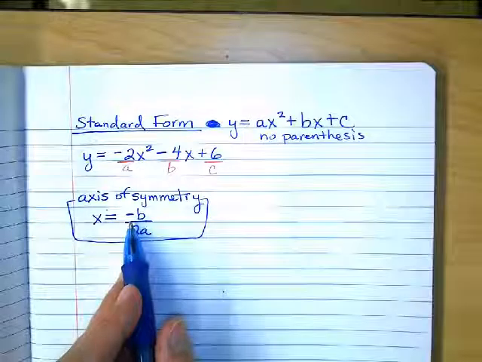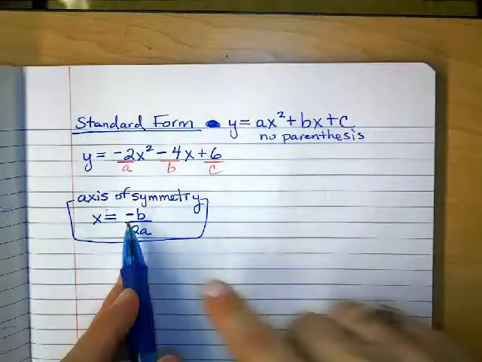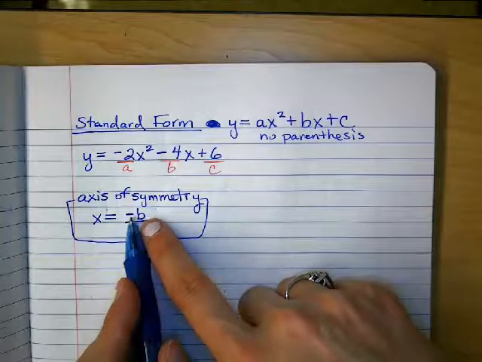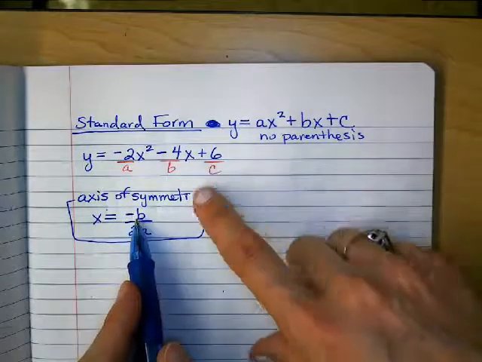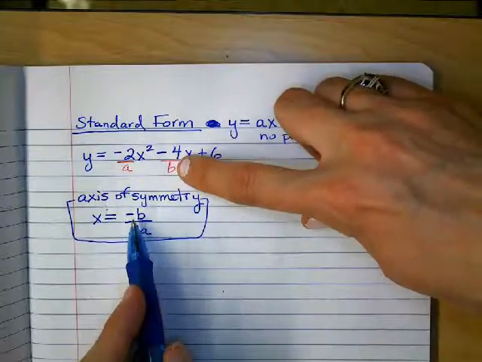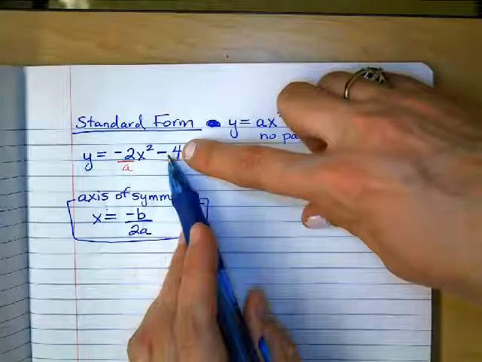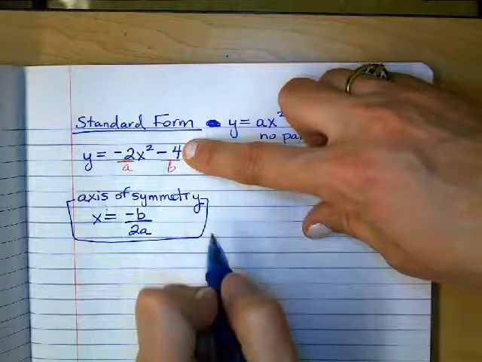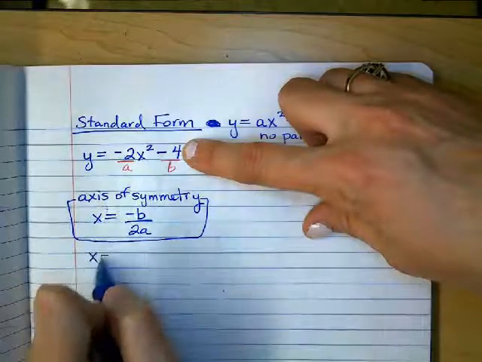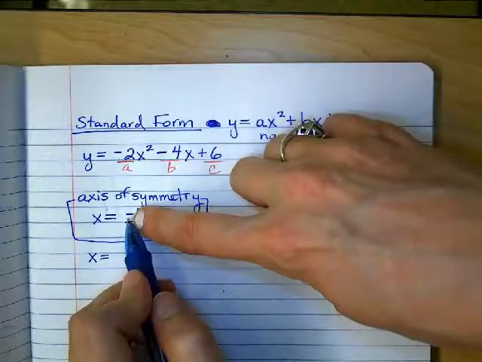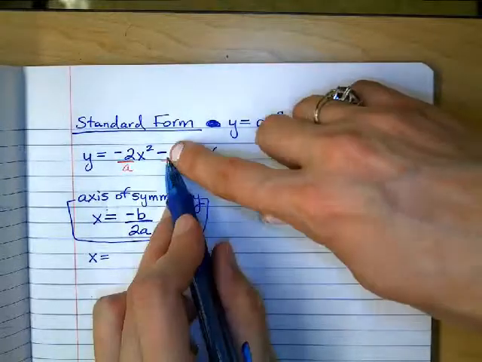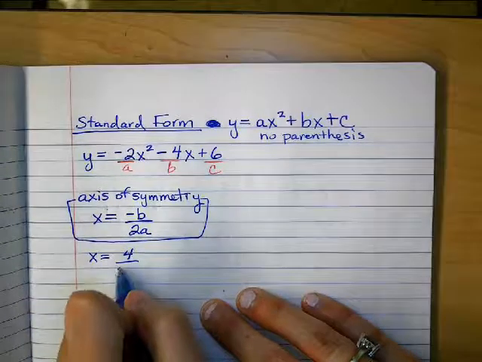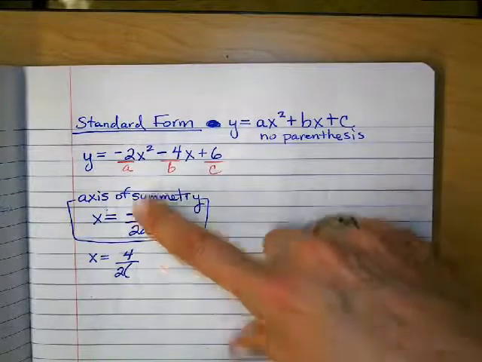What should I put for opposite of b, or -b? Yeah, the b up here was a -4, so I want to flip it, and it's going to turn to positive 4. It's going to be x equals, because it's negative here, and then that's negative. Two negatives make a positive. Remember, flip the sign. So it'll be 4 over 2 times a. Well, a is negative 2 up here.